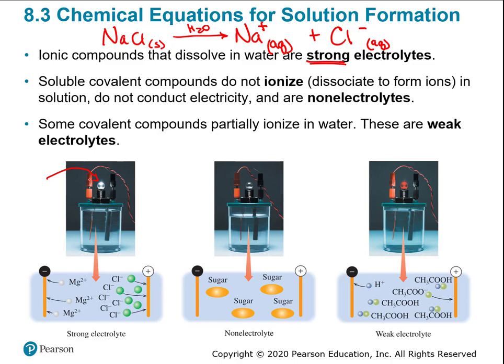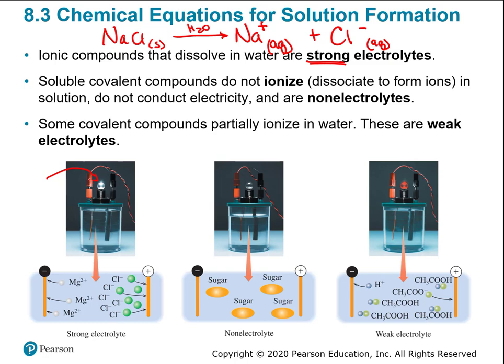But what about the third one? This third one they call a weak electrolyte. There are some compounds that can form ions, but they don't form very many. Most of the time they remain as a whole molecule, and only a few of the molecules will actually form ions. Vinegar is an example of this. That's what happens when you sit in the front, smell it. Does it smell like vinegar? Okay, so it definitely is vinegar. It's like a 4% acetic acid solution.